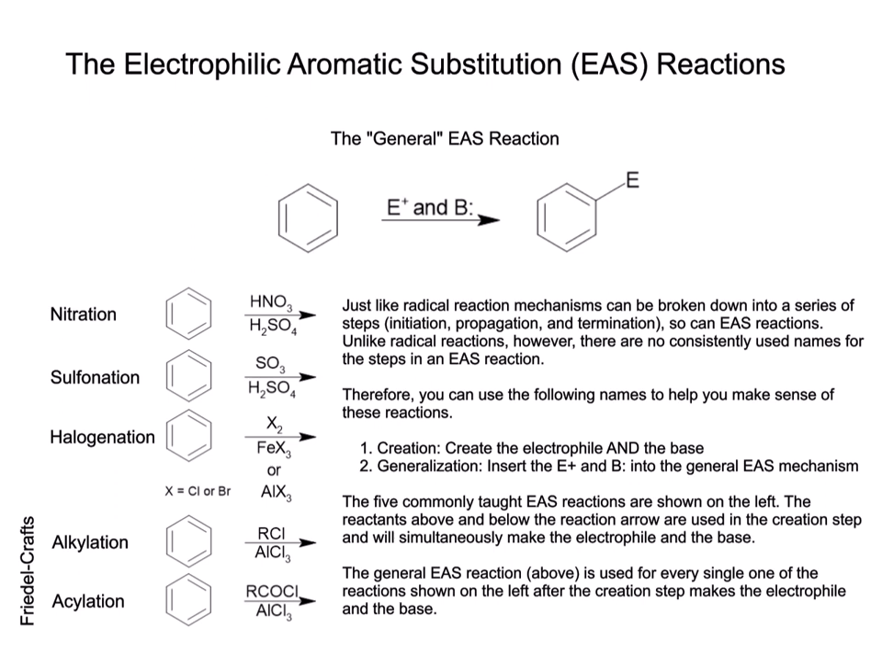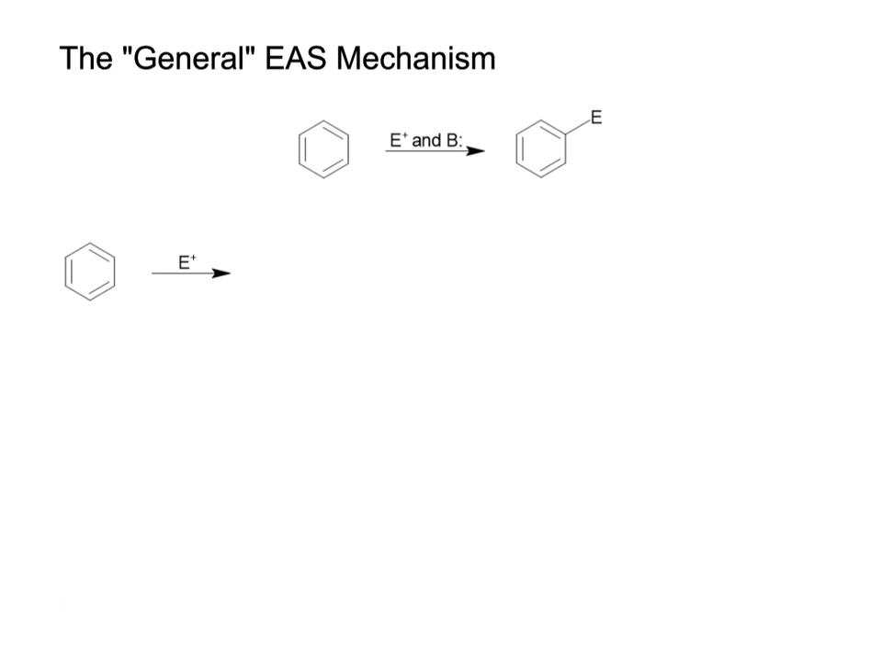Like I said, the 5 commonly taught EAS reactions are on the left, and the reactants above and below the reaction arrow are used in the creation step and will simultaneously make the electrophile and the base. The general EAS reaction, which is the image on the top, is used for every single one of those reactions shown on the left after the creation step makes the electrophile and the base. Because all of the EAS reactions use the general EAS mechanism, the general mechanism is the best place to start.